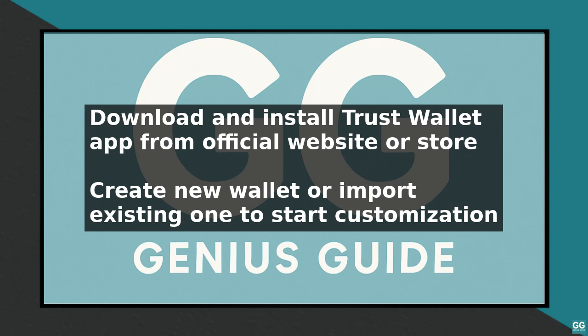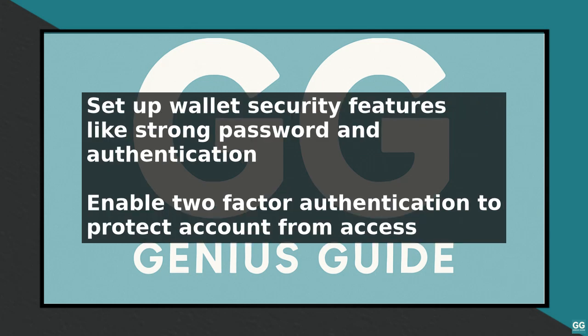This includes creating a strong password and enabling two-factor authentication to protect your account from unauthorized access. Next, navigate to the Settings menu to customize your wallet's display and notification preferences. Here, you can choose which cryptocurrencies to display, set up price alerts, and customize the look and feel of your wallet.